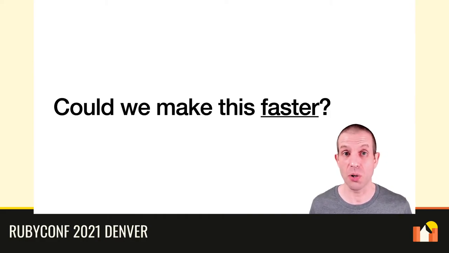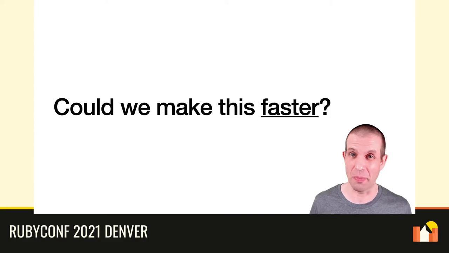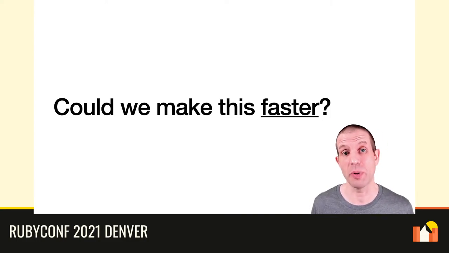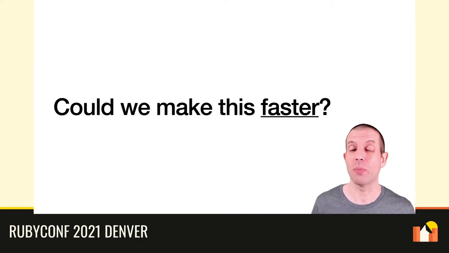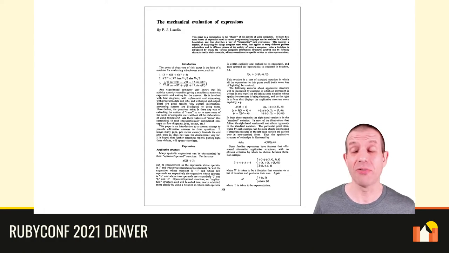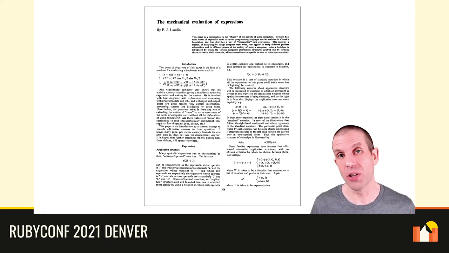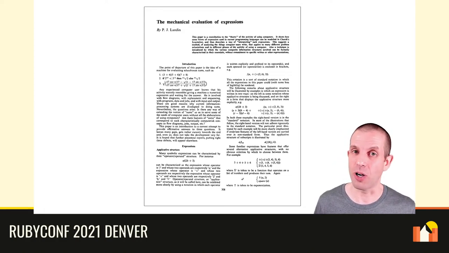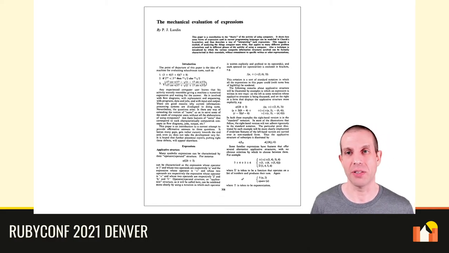Our approach takes 2 hours to execute FizzBuzz versus about 18 seconds for the native Ruby procs. It's cool that we can do evaluation entirely on our own, but it would be nice if we could speed it up a bit. Again, fortunately, in 1964, a computer scientist called Peter Landin wrote a paper called The Mechanical Evaluation of Expressions, which solved this problem.